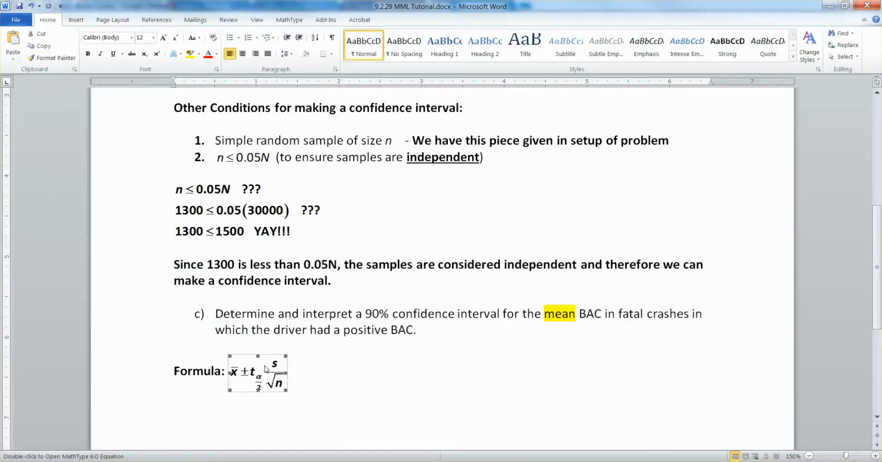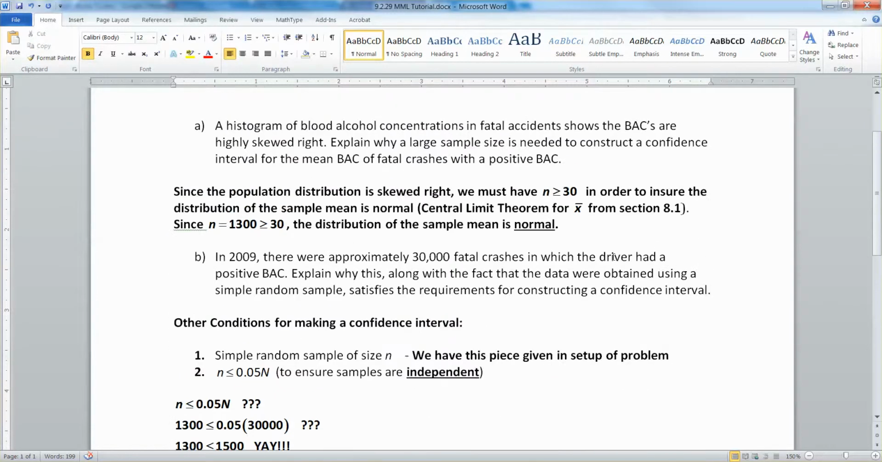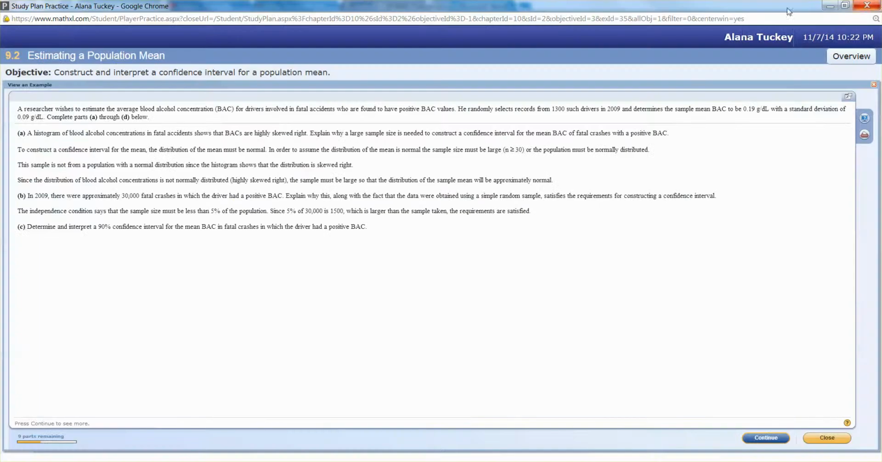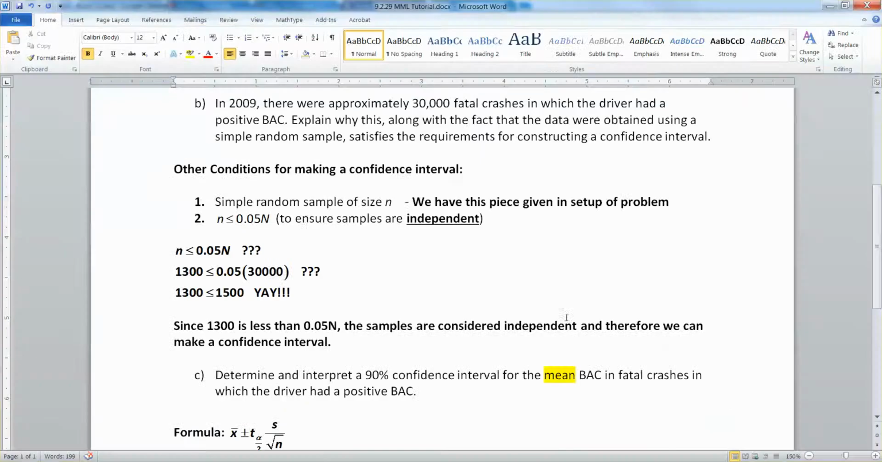So x bar was given to us. This is the substitution step. When you're doing this by hand, you'll have to do this, and you might as well get used to writing it when you're doing your homework. So x bar was, they gave it to us in the problem, 0.19 over here. And while I'm on the subject, s is 0.09 and n is 1,300. Let me write those up real quickly.